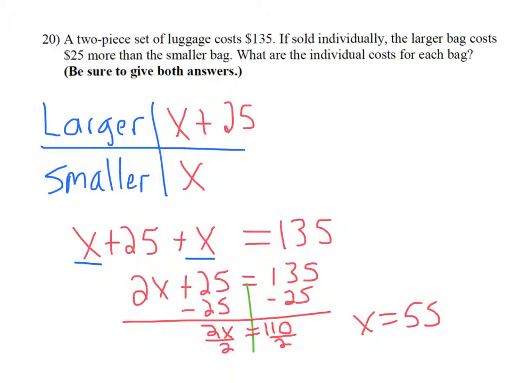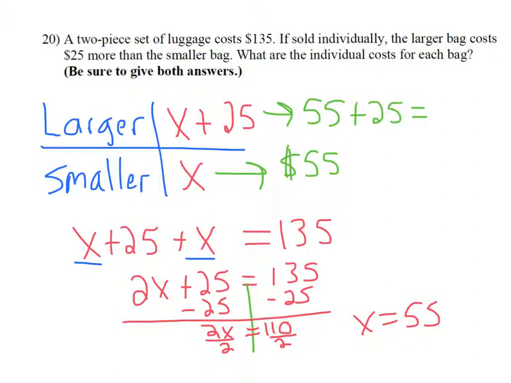Let's interpret this then in terms of the problem. This means that the smaller piece of luggage is $55. Don't forget the dollar label. The larger piece is the 55 plus 25. 55 plus 25 is 80. So the larger piece of luggage costs $80.